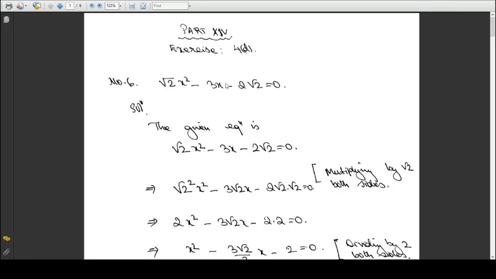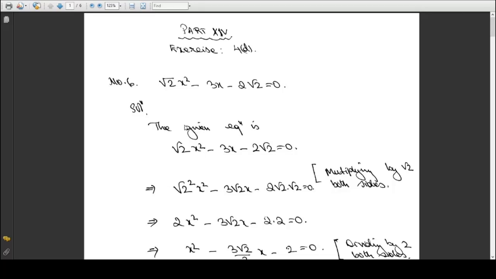Now we'll move to part 14 of exercise 4D. Here we have root 2x squared minus 3x minus 2 root 2 equals 0. In this problem, the question has asked us to solve the given quadratic equation by completing the square. Solve by completing the square.